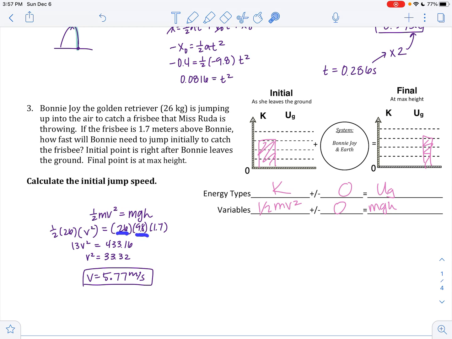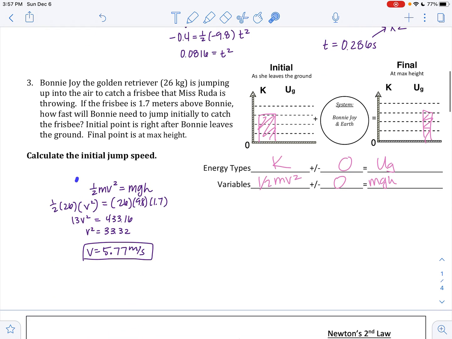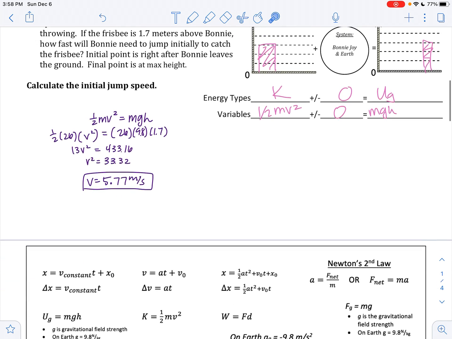Again, mass is 26, g is 9.8, and h is 1.7. This g is positive. It's the gravitational field strength. Here, this 9.8 is the acceleration, and that acceleration points down, so it's got to be negative. But here, this field strength is just a positive number. And then we solve that, and we get her launch velocity is 5.77 meters per second.